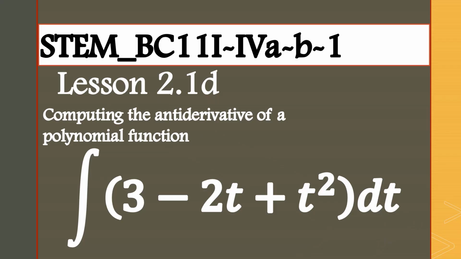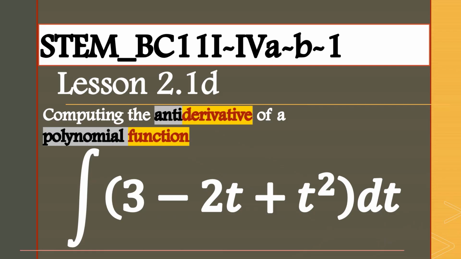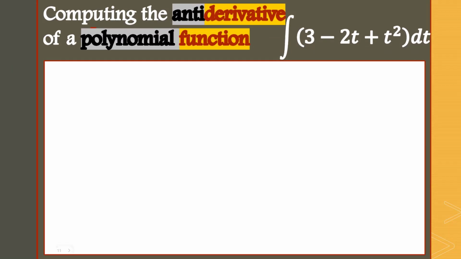Let's compute the antiderivative of this given polynomial function. So here we are given a function that is actually a trinomial form. So we have here the integral of 3 minus 2t plus t squared with respect to t. Okay, take note that it should be the same variable in order for us to really get its antiderivative, because if it's not, then basically we cannot proceed with the process.